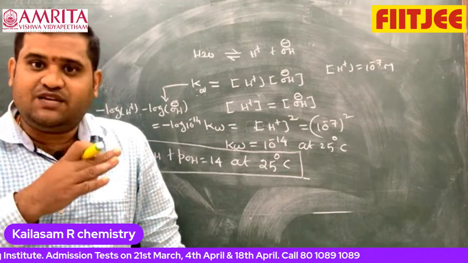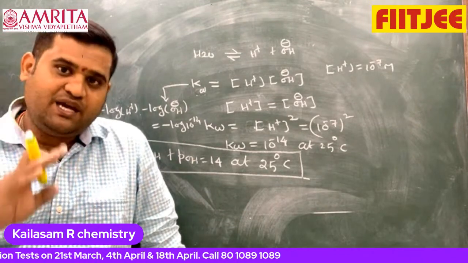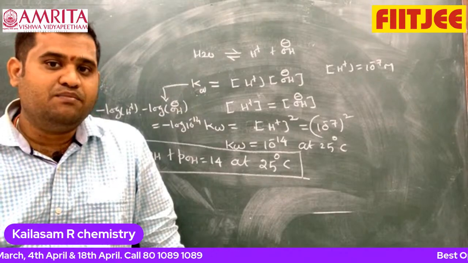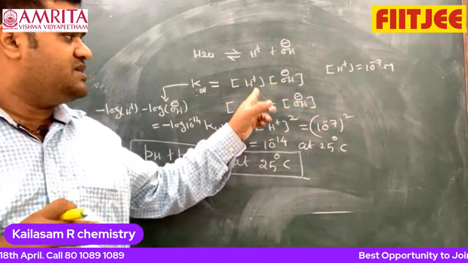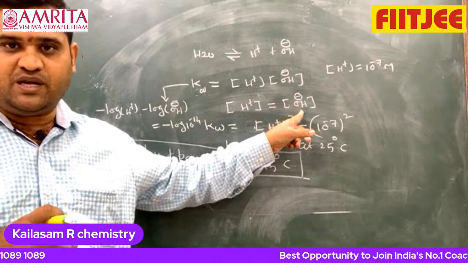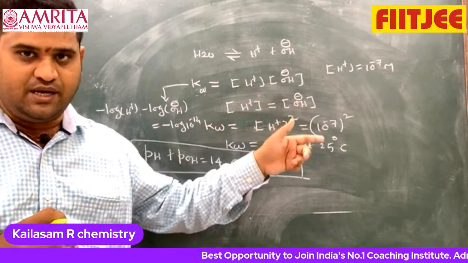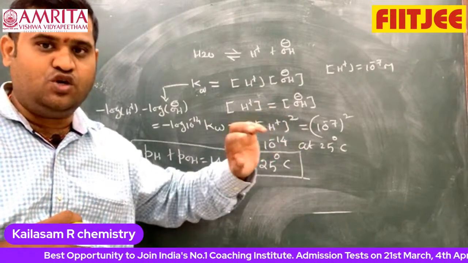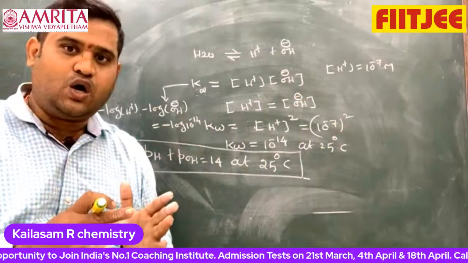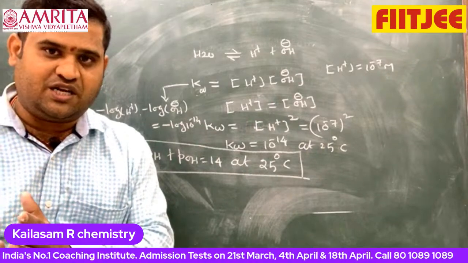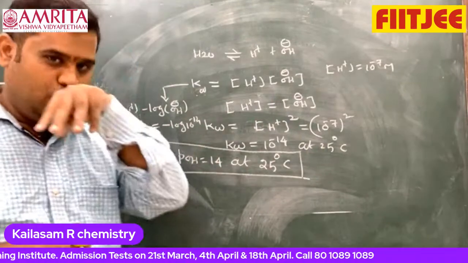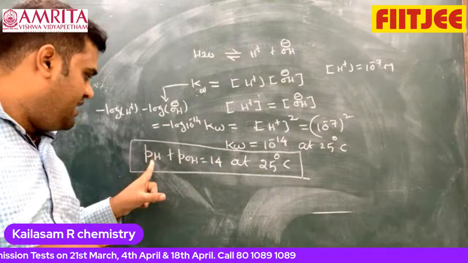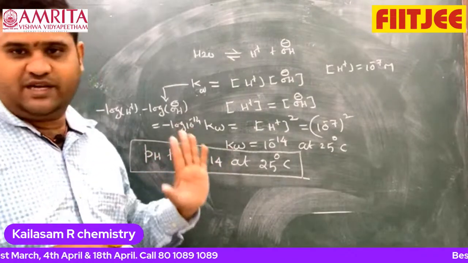If pH is less than 7, we can say acidic nature. pH greater than 7 means what? It's a basic nature. When the H plus ion concentration is greater than the OH minus ion concentration, the solution is acidic. If the H plus ion concentration is less than the OH minus ion concentration, the solution is basic. When the H plus ion concentration is equal to the OH minus ion concentration, the solution is neutral. So at 25 degrees Celsius, pH plus pOH equal to 14.